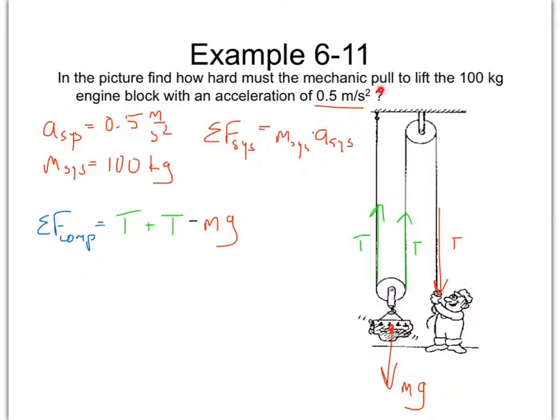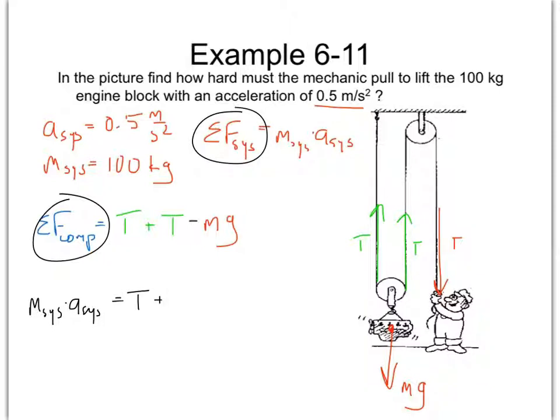So let's just go ahead and write this out. I'm going to scrap the color coding right now and just go with black. But since this is equal to that, we can say mass of the system times acceleration of the system equals T plus T minus mg. All right? Or we could say 2T minus mg. So we'll bring our mg over. So mg plus mass of the system times acceleration of the system equals 2T.